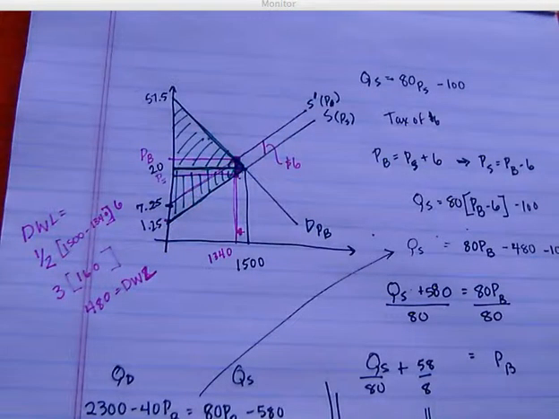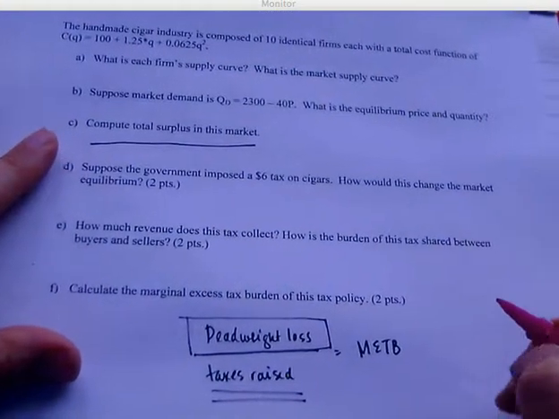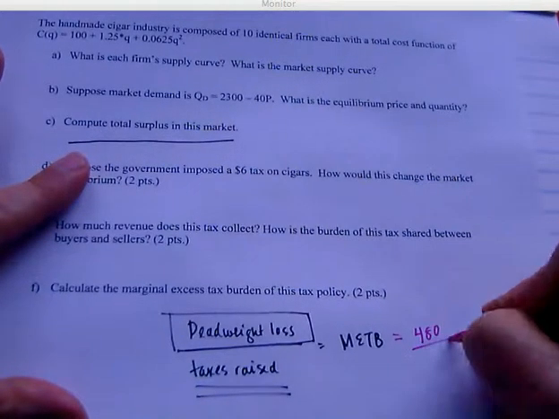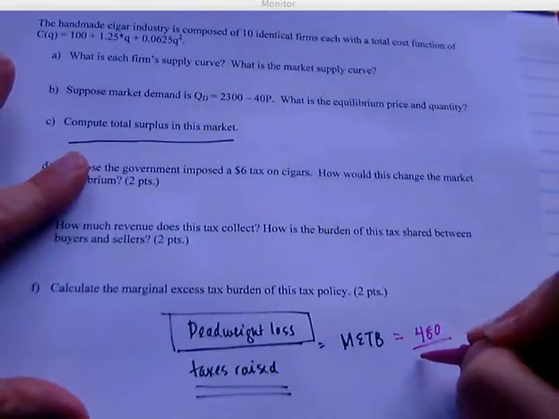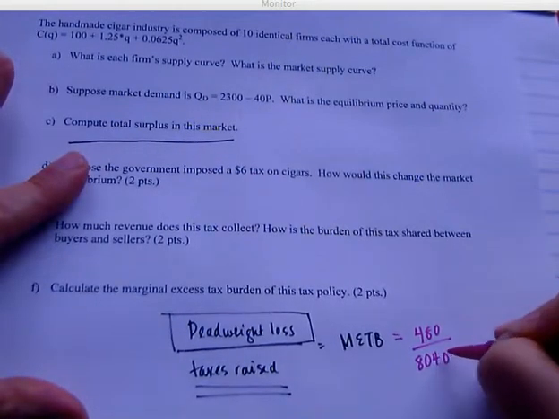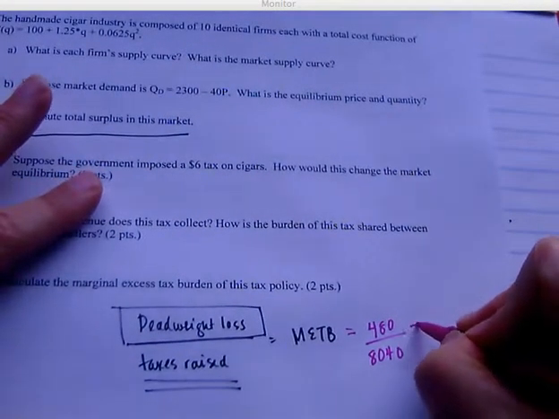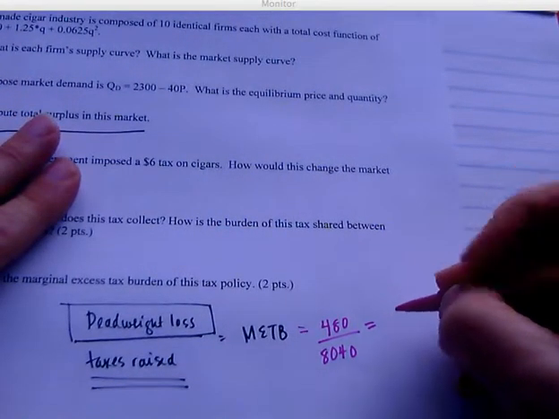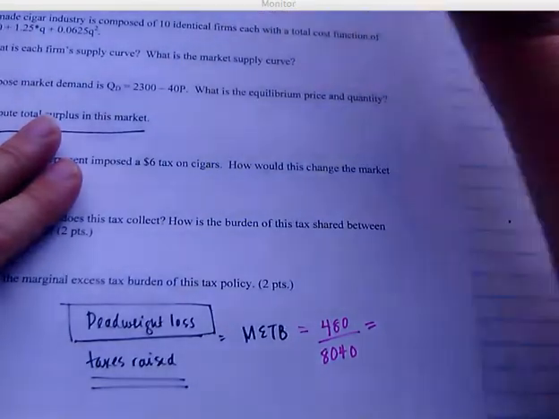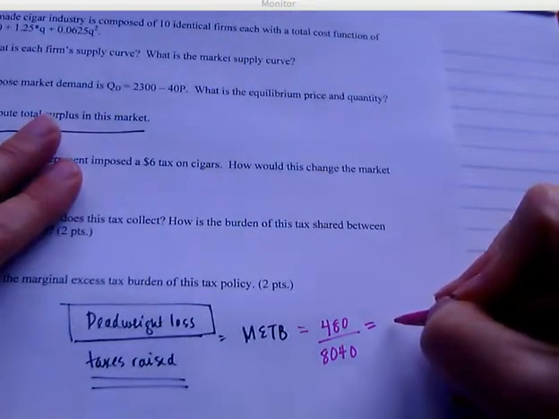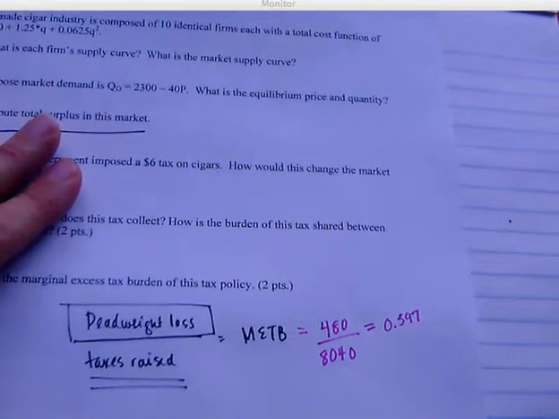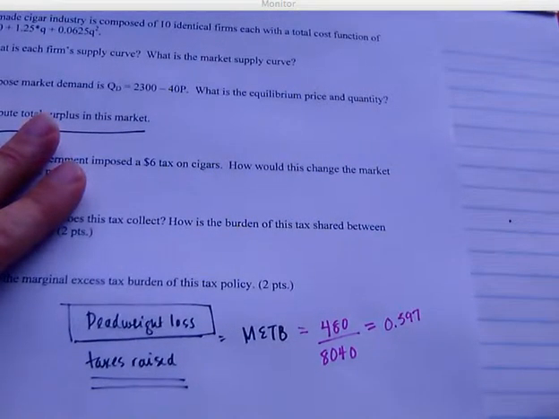We can take that back to our definition of marginal excess tax burden. And the marginal excess tax burden is then the deadweight loss, or 480, divided by the total tax, which was $8,040. And so it's going to give us a marginal excess tax burden. If you divide these out, which I can do on my calculator, I get 0.597. Okay, so that's the marginal excess tax burden.